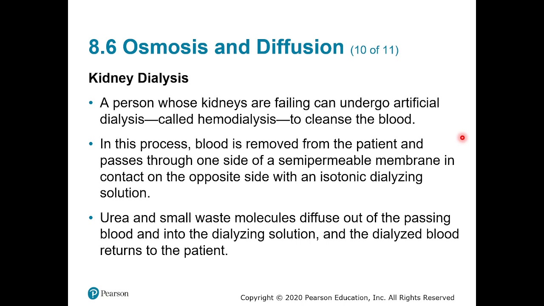And so in the process, blood is going to be removed from the patient. It'll pass through one side of a semi-permeable membrane. On the other side of that, we're going to have an isotonic solution, which is then going to dialyze the solution. The reason we use an isotonic solution is that it's going to be isotonic to all the salts that are in your blood. Otherwise, you'd have all the salts removed too. What it won't have, though, is the specific molecules that we're removing as waste.